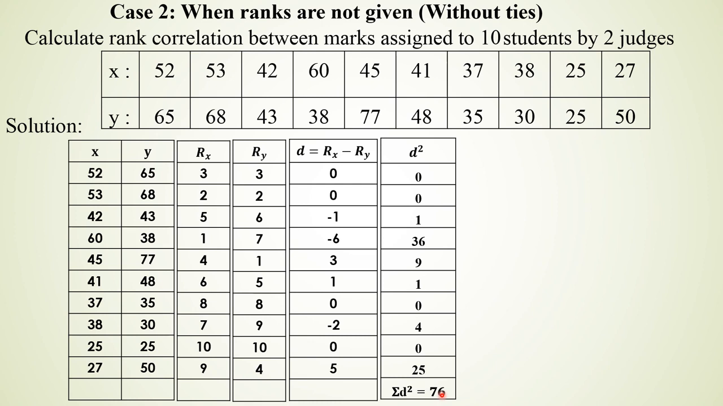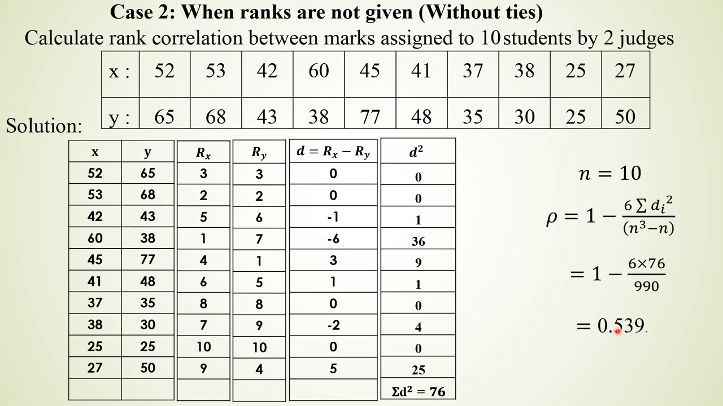Okay. So let me use it to compute the rank correlation coefficient. Observe over here n is 10 and the rank correlation coefficient is given by the formula rho is equal to 1 minus 6 into summation di square divided by n cube minus n. So substitute the values over here. Therefore you have the rank correlation coefficient to be 0.539. Okay.